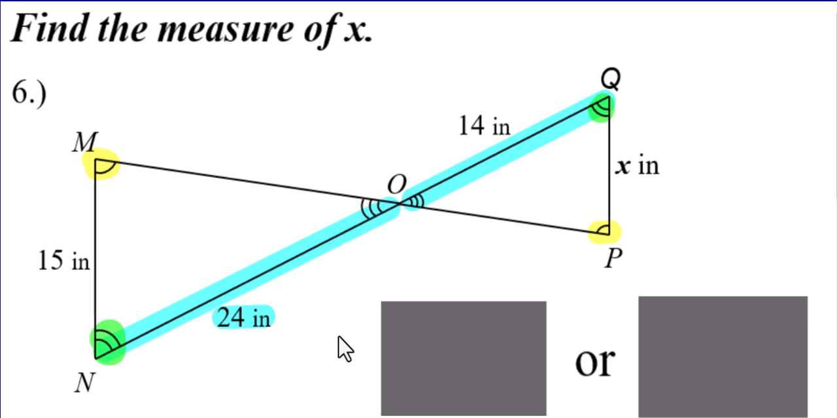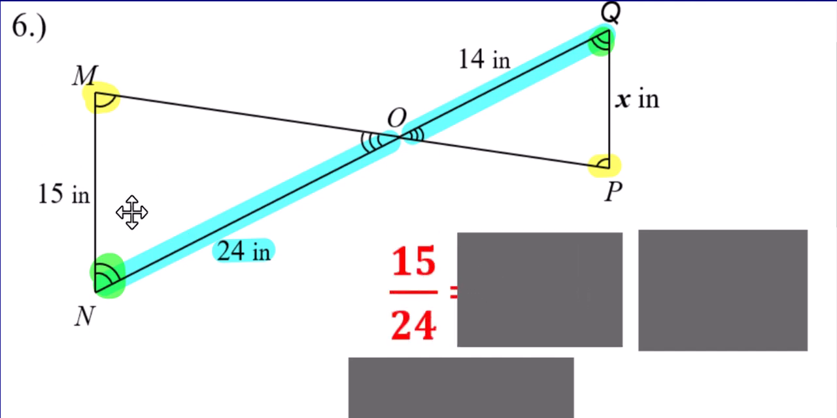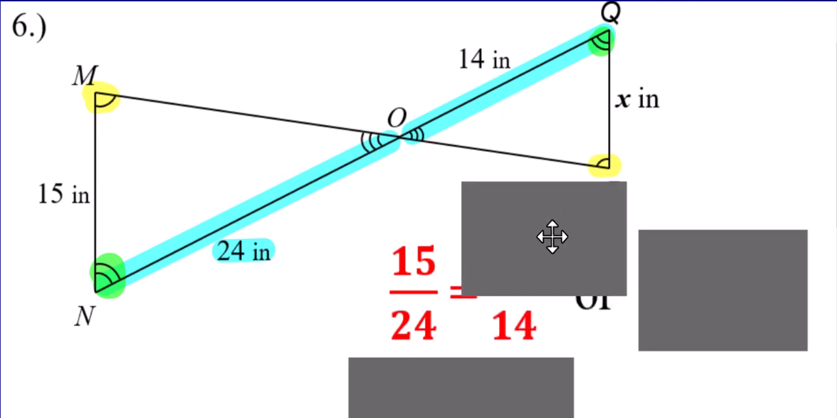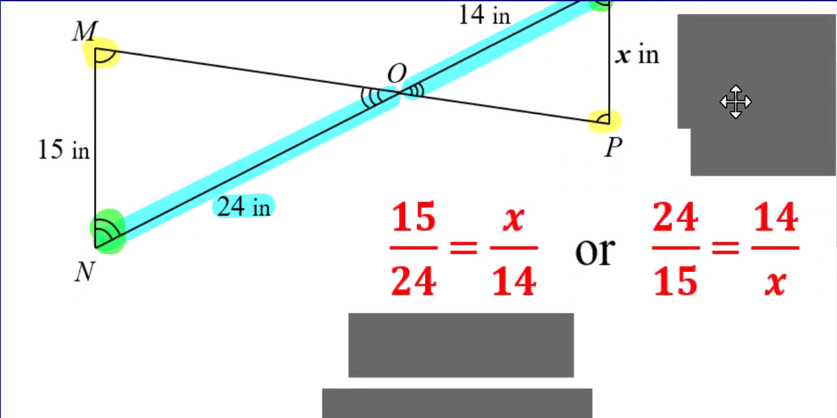So follow along with me. Let's set up a proportion. If you do 15 over 24, the sides from the larger triangle, the 24 corresponds to the 14, so the 14 should also be in the denominator. And as you would expect, the 15, which touched the single arc and double arced angle, would correspond to the x, which also touches the single arc and the double arced angle. And there you go. You also could have done 24 over 15 and 14 over x.